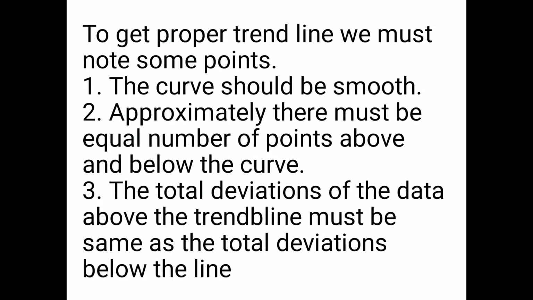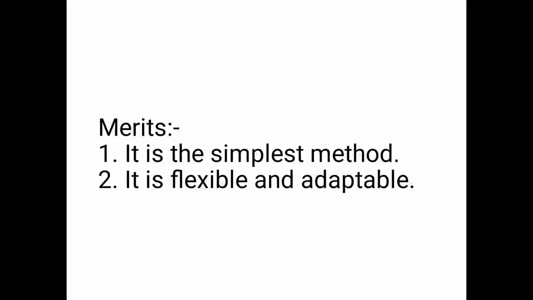First, the curve should be smooth. Second, approximately there must be an equal number of points above and below the curve. If, suppose, there are 2 points above the line, then there must be 2 points below the line also. Next, the total deviations of the curve above the trend line must be the same as the total deviations below the line.